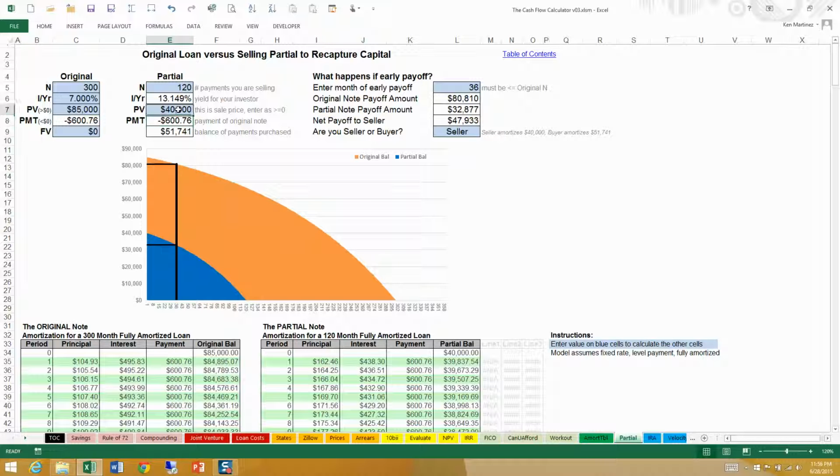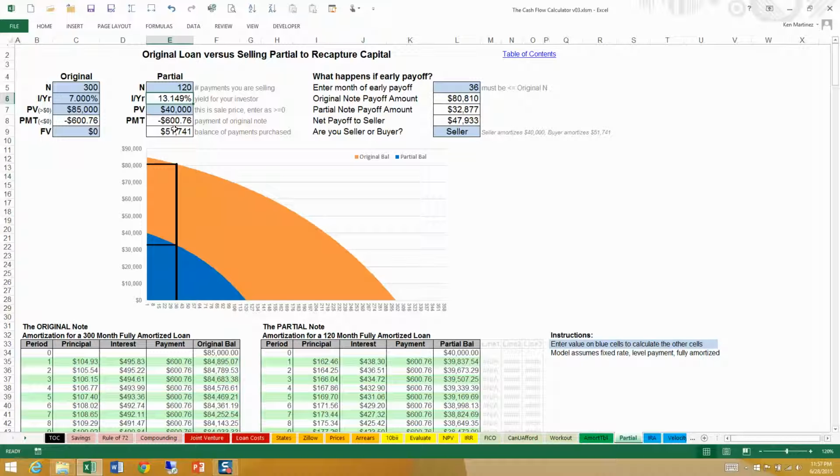So since they're paying $40,000, but this bottom number is really what they're receiving, the present value of 120 payments of $600 at 7%, that's really worth $51,741. But they're not paying that. That's what they're receiving. They're actually paying this. And since they're paying less, their yield is not going to be 7%. It's going to be more because they're paying less than what they're receiving. So it's a 13% yield to them. And so that's how the partial works.